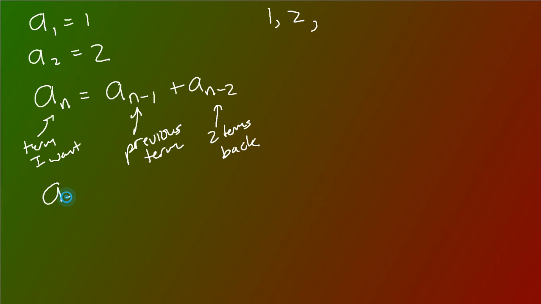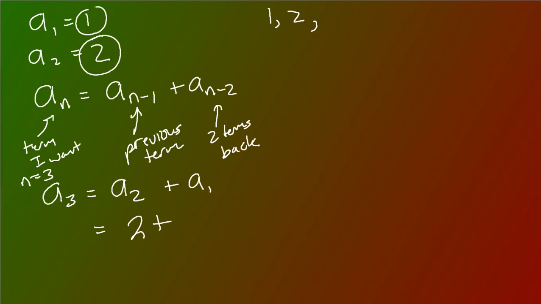So if I wanted term number 3, I would take term 1, or the previous term. So 3 minus 1, that's 2, plus. And then see my term number, I want n is 3. So this would be 3 minus 2, so that's A1. Now I'm going to add these two. Well, what was A2? 2. Plus, what was A1? 1. So I get 3. So 3.